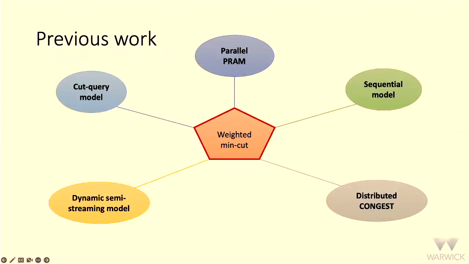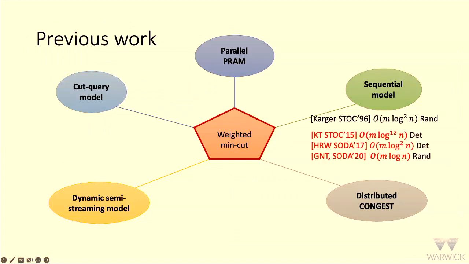So this was the state of the art. And you see that I have put in many other models of computation over here. That's for a reason. This was the state of the art before, let's say, 2020. For the sequential model, there is Karger's algorithm, and there are subsequent improvements on it. For the cut query model, we have already talked about this, there is an order n algorithm.